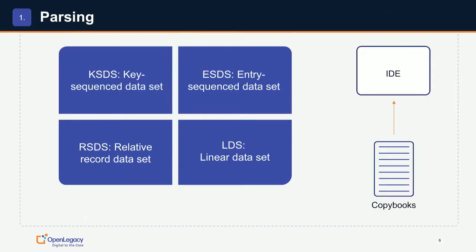So when I start discussing parsing, I promised earlier that I'd talk about the different types. There's a number of different types of things you have to parse. You have to parse your key sequence data set, which is the most common one people see, and we're going to see in a demo a little later on. But you also want the ability to parse entry sequence data sets and relative record data sets and linear data sets. These are all different types of things we actually want to parse and work with, and that's a very important thing to think about. And the whole idea is you just take the copybook, you can bring it directly into an IDE and just parse that based on the information automatically and have it all just work correctly.